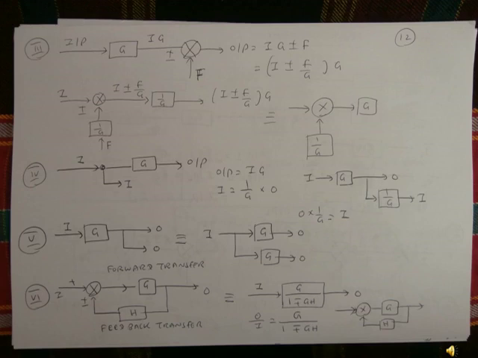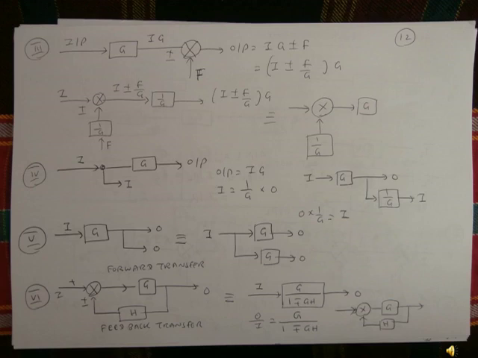And number 5: input I is put to the G and there are two outputs. This is also equivalent to the input I, and this input is branched to the G, input to G, and then finally reaches the output. So this is the forward transfer.